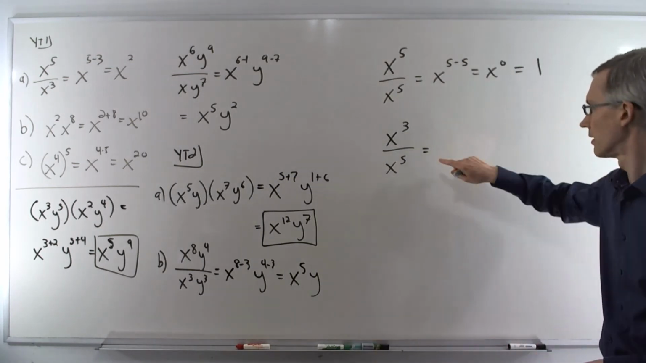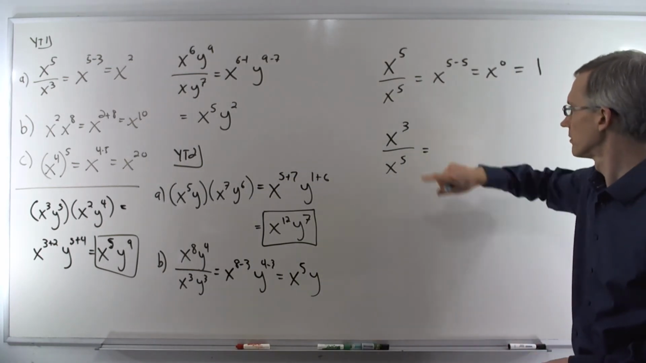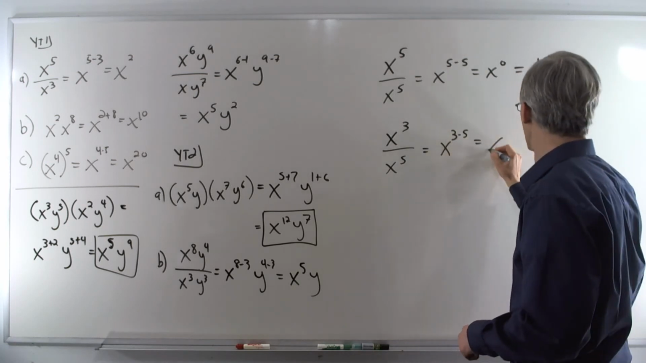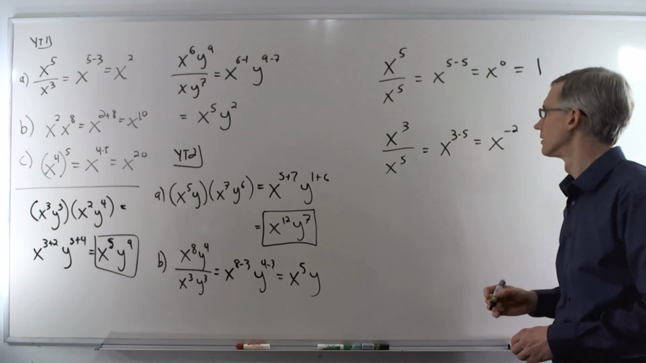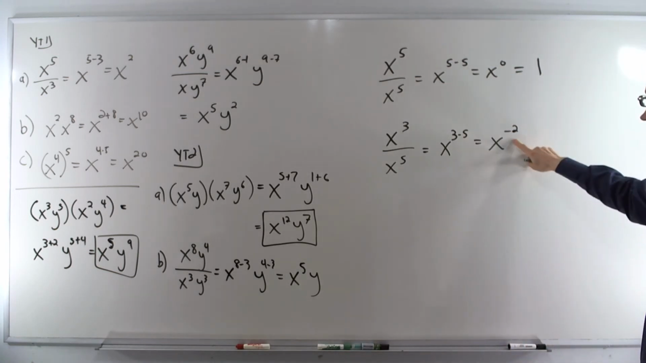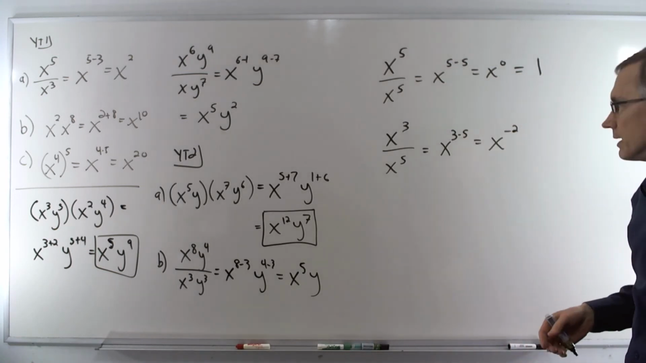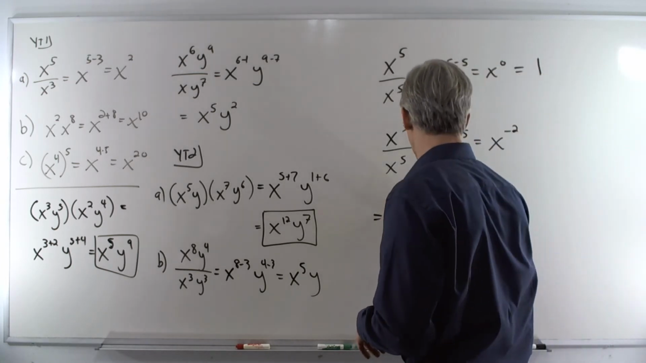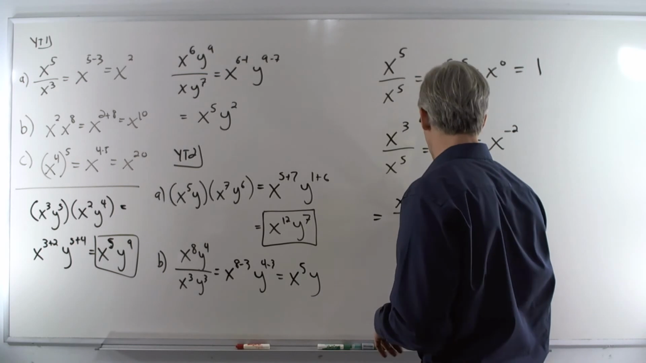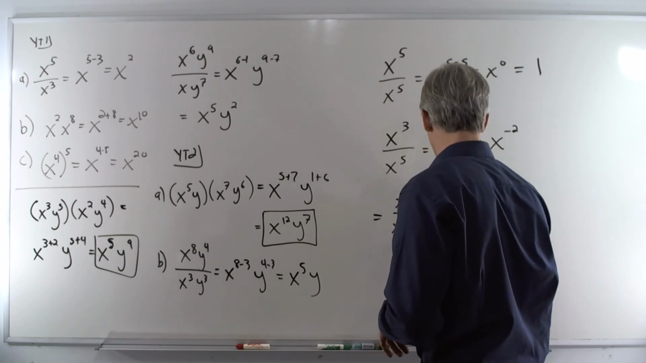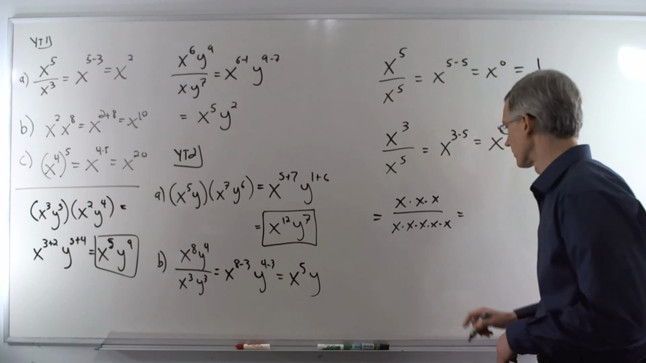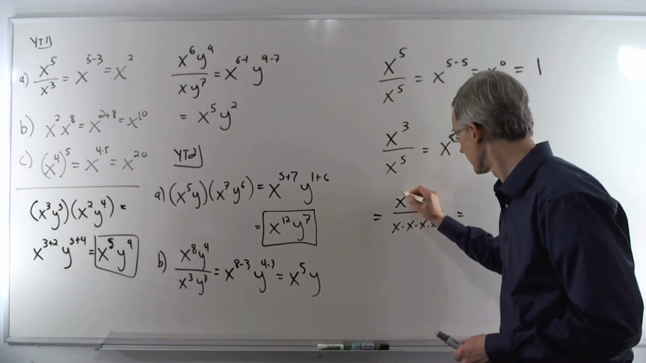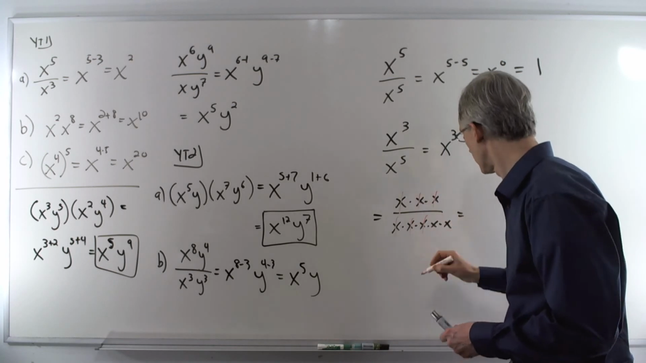Next up, we'll do one where the denominator is greater than the numerator. So that's x to the 3 minus 5, which is x to the negative 2 power. So let's figure out what this negative 2 power here means. And I'm going to show that by expanding this. So you've got 3 x's on top and 5 on the bottom. So I'm going to start canceling x's here. That one's gone, that one's gone, that one's gone.